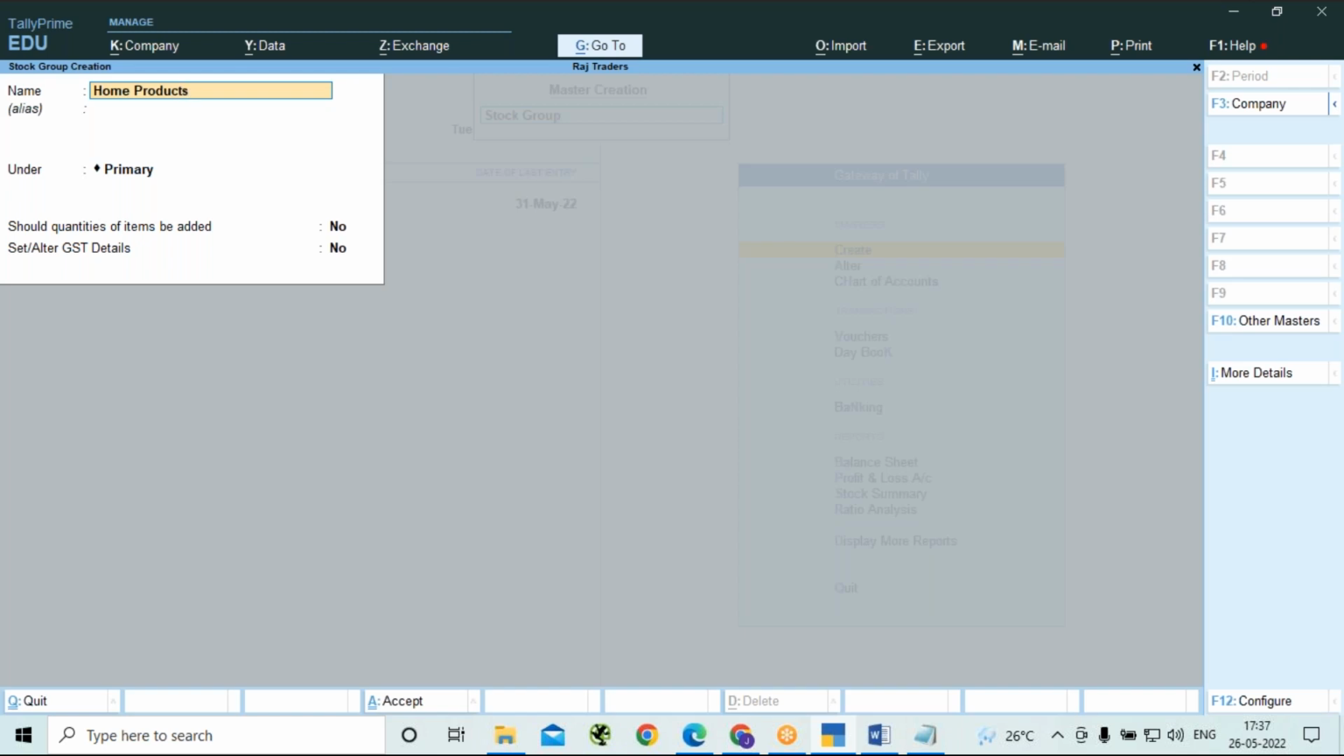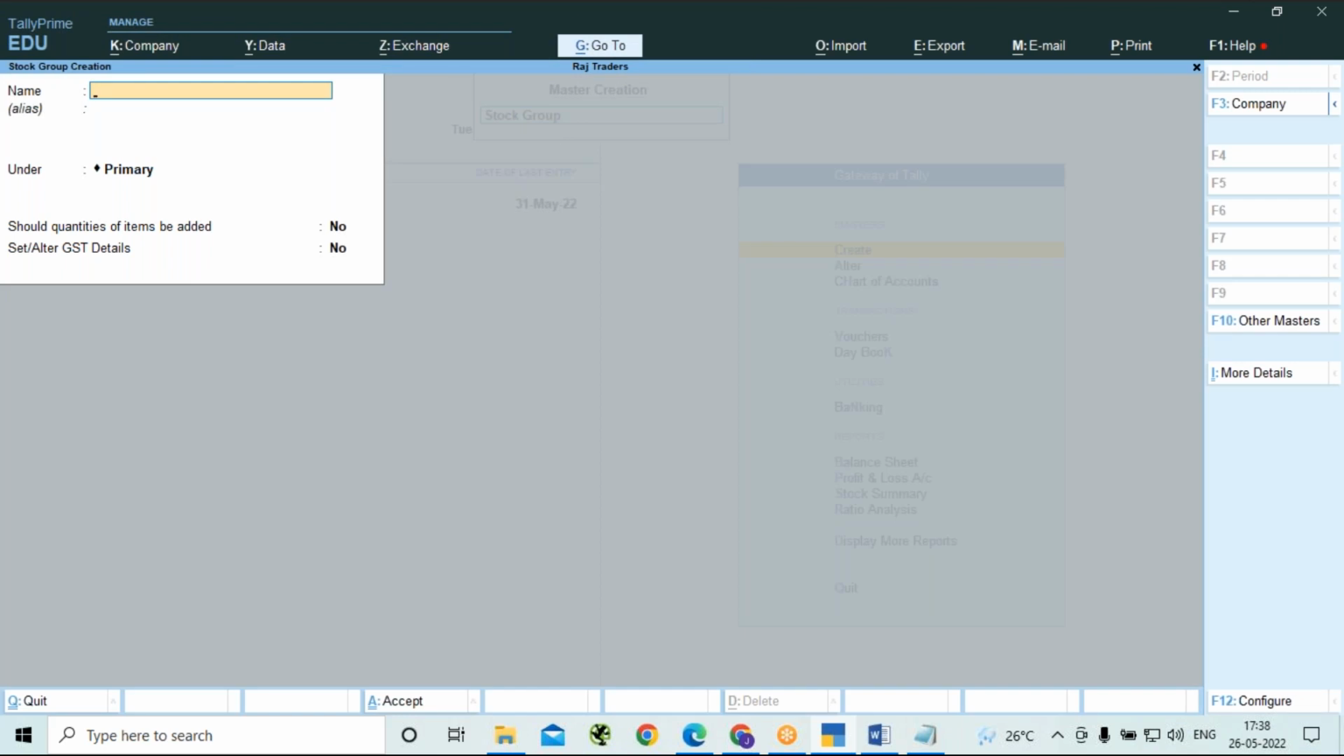So let me give the group name as home products. Should quantities of items be added? Yes, you can make it yes. And set or alter GST details. If you are going to have stock items specifically related to a particular group and the same tax rate is applicable for that particular group of items, then you can enable it over here and give the GST rates. But I have different items related to different groups with different GST rates. In such instances, I'll keep this option as no. So in the group, I'm making GST details as no.